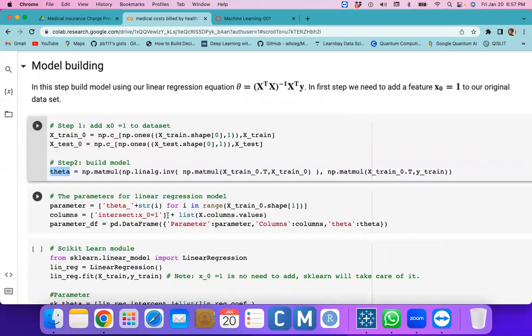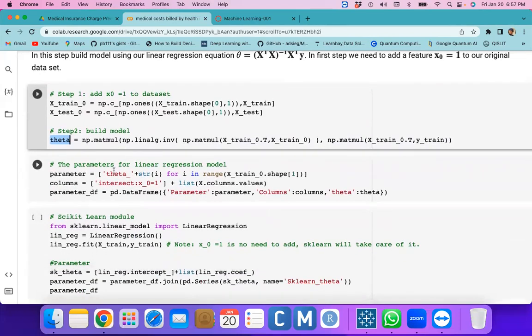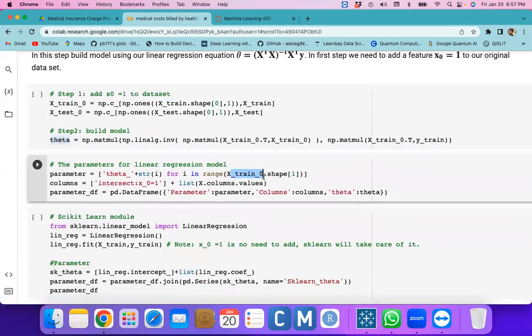Okay, so now we calculated the theta, right? Now here what I can do, I don't know how many columns we have, so we are taking the range of columns. Here I have the shape, which gives the number of rows and number of columns. Okay, so we are creating the parameters, theta 0.